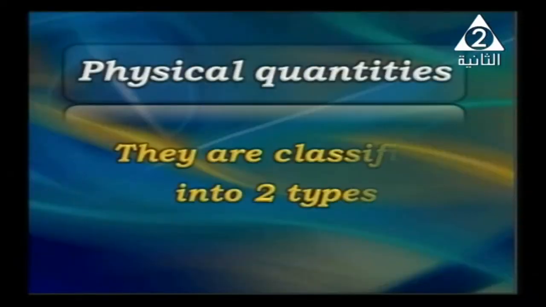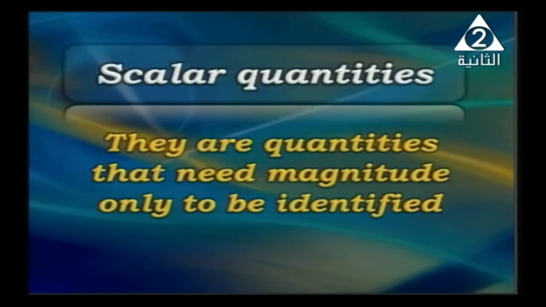Let's go to this part of our lesson, and it's very easy and very interesting for you. Let's start. So we have physical quantities like this. They are classified into 2 types: physical quantities like mass, force, energy, acceleration, speed, distance, and displacement, many things like this. Classified into 2 types. Scalar quantities.